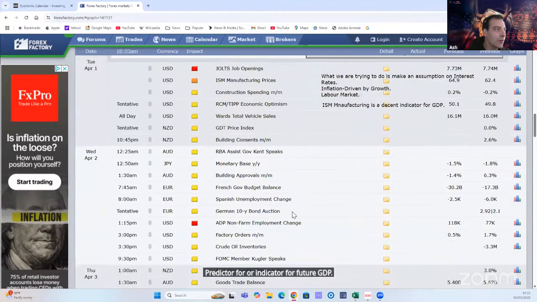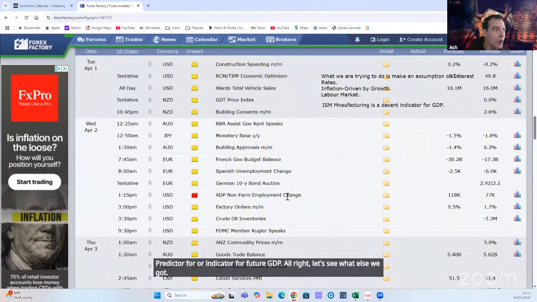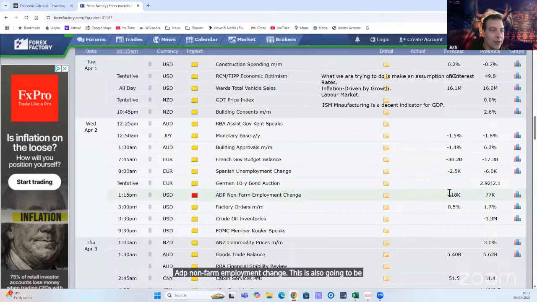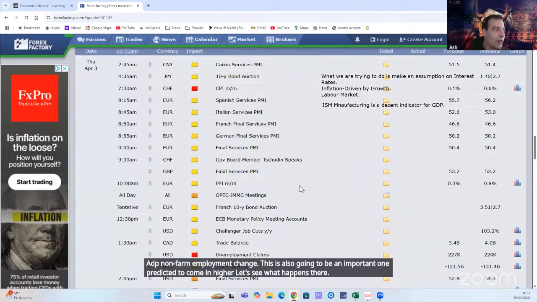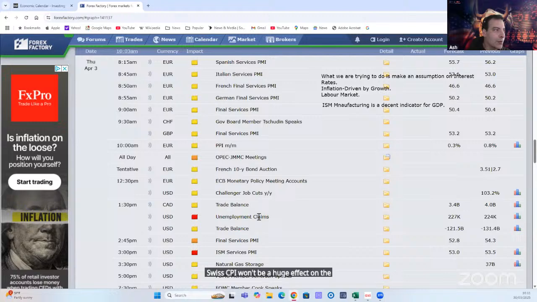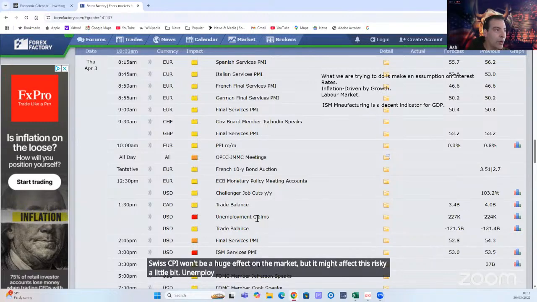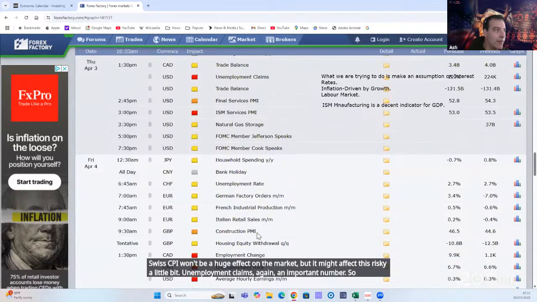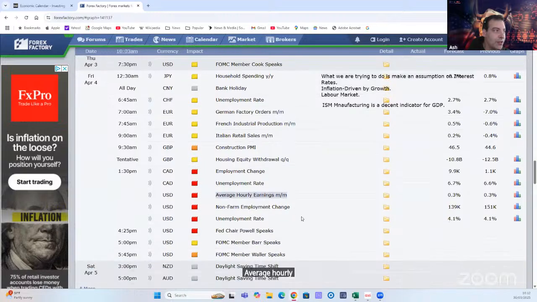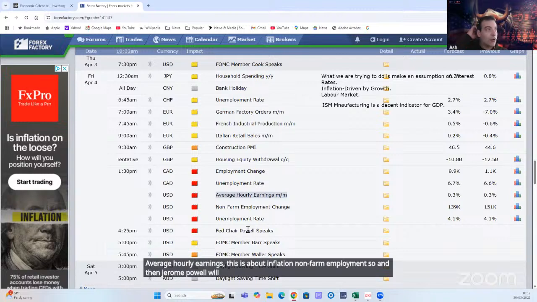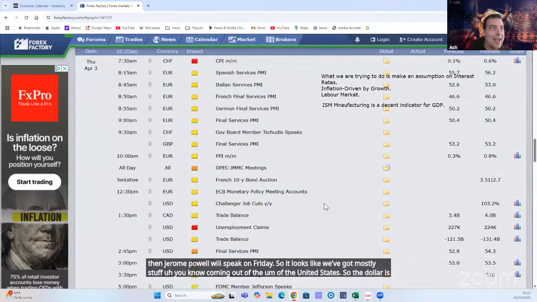All right, let's see what else we've got. ADP non-farm employment change. This is also going to be an important one. Predicted to come in higher. Let's see what happens there. Swiss CPI won't be a huge effect on the market, but it might affect the Swissy a little bit. Unemployment claims, again, an important number. So it's ISM services, ISM manufacturing, unemployment numbers, average hourly earnings. This is about inflation, non-farm employment. And then Jerome Powell will speak on Friday. So it looks like we've got mostly stuff coming out of the United States, so the dollar's going to be front and center, as is the Aussie.